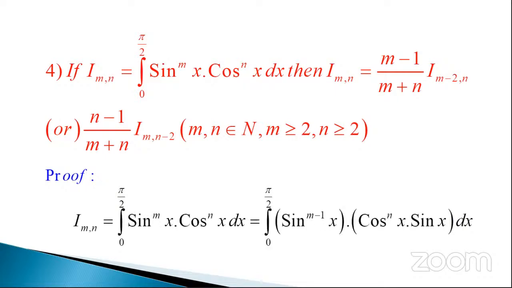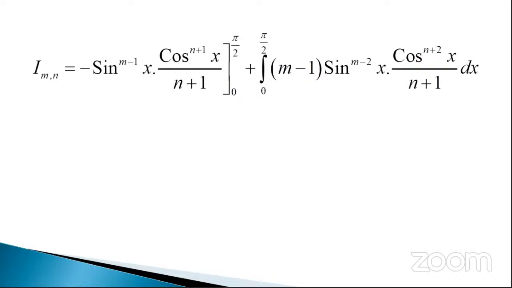The given integral can be written as sine to the power of m minus 1 x into cos to the power of n x into sine x, since sine to the power of m x can be written as sine to the power of m minus 1 x into sine x. Now, the derivative of this term is equal to this one. Am I clear? This is the integral of f dash x into f x dx.